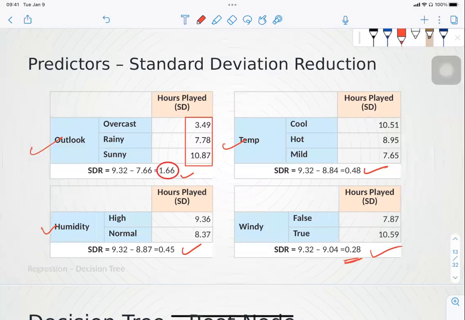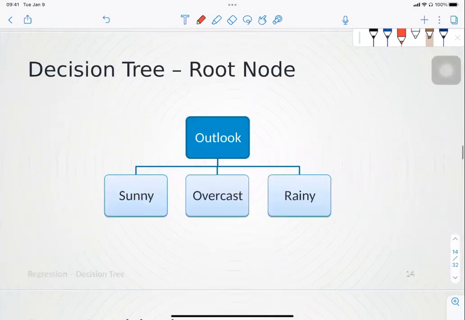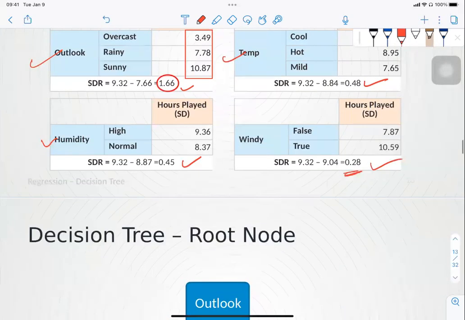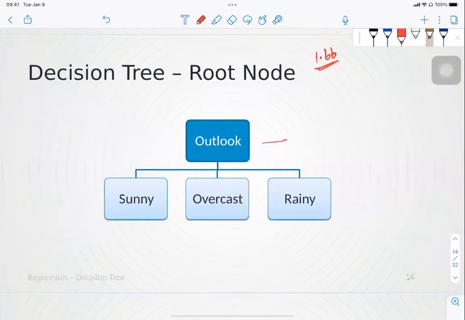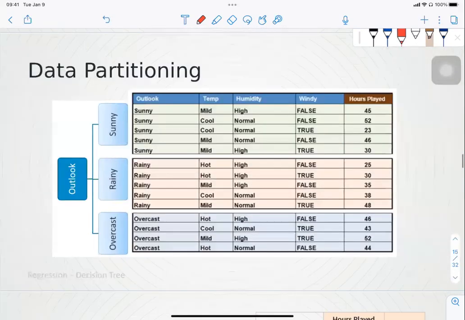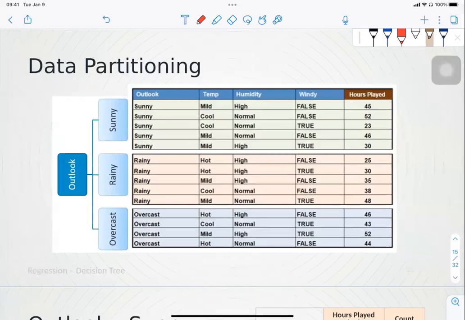Okay, moving ahead, we see that now we can split on outlook because it had the highest SDR. The highest SDR was 1.66, and that helped us identify that we can do a split on outlook, and we get sunny, overcast, and rainy. So basically, the higher the standard deviation reduction, the more we do the splitting on that node. Then we do data partitioning of outlook. These are the 5 tuples of sunny, rainy, and overcast, so we divide the data into 3 parts.